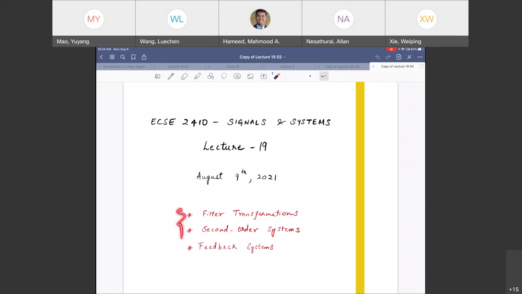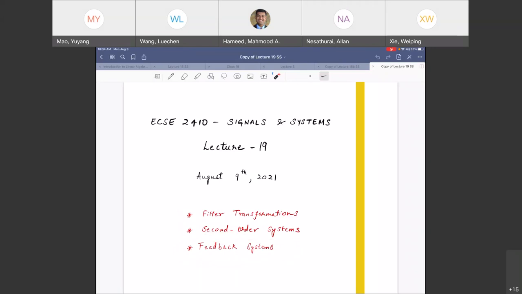But before that, we are going to look at transforming filters. In the last class, we looked at designing a third-order Butterworth filter. We had 3 poles in the left half, 3 poles in the right half. Right half unstable, we threw it out. We considered only the 3 poles in the left half plane. So we designed the third-order Butterworth filter. We'll try to transform it today.